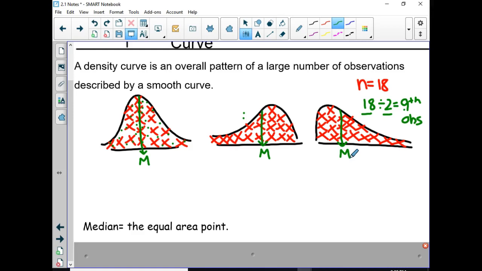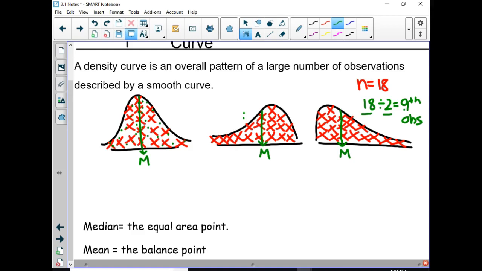Well, now we need to know how to estimate the mean. The mean is the balance point. The best way I can describe that to you is to imagine that we had weights, okay? Doesn't matter what, 5-pound weights, doesn't matter. We had weights going across this black line.